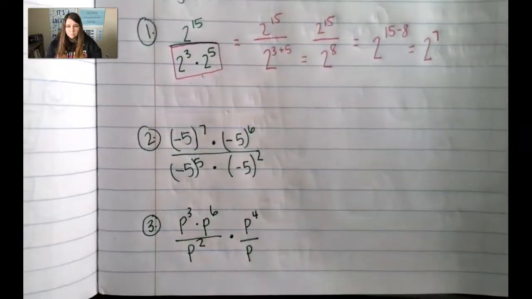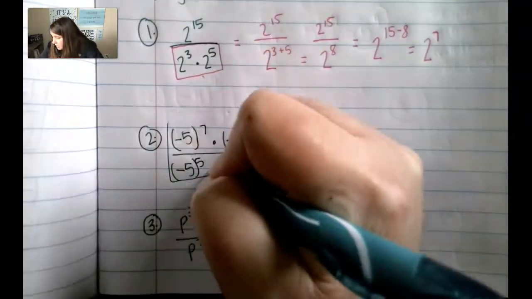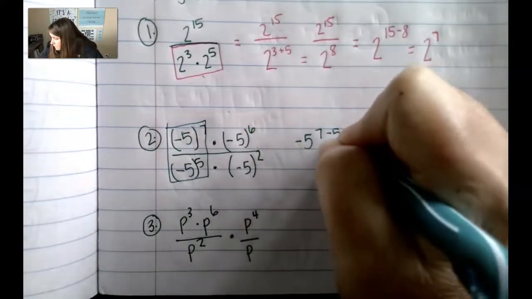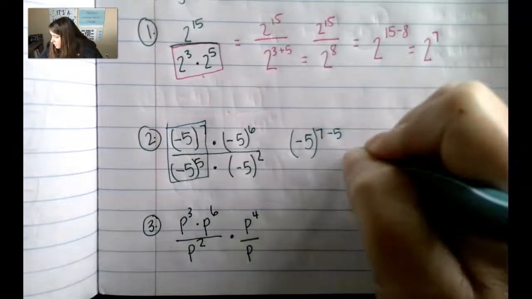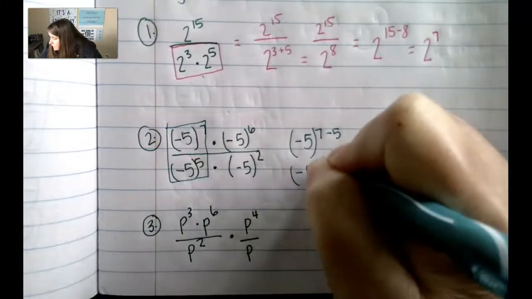Number 2. All right, number 2 is negative 5 to the 7th times negative 5 to the 6th, over negative 5 to the 5th times negative 5 to the 2nd. This one we can start like we did in D. We can simplify this down first, which gives us negative 5 to the 7 minus 5, and that is negative 5 to the 2nd power.